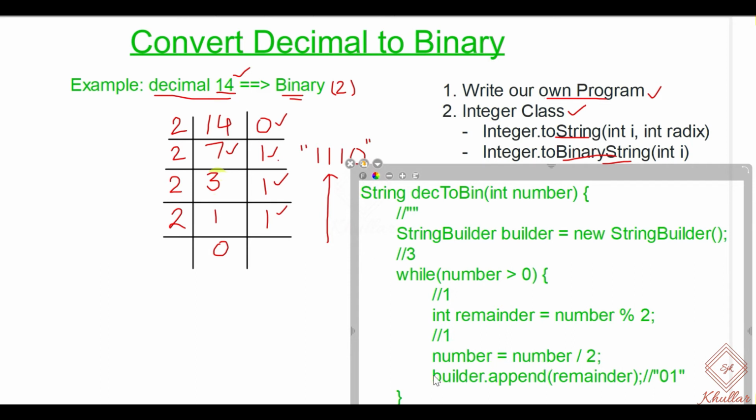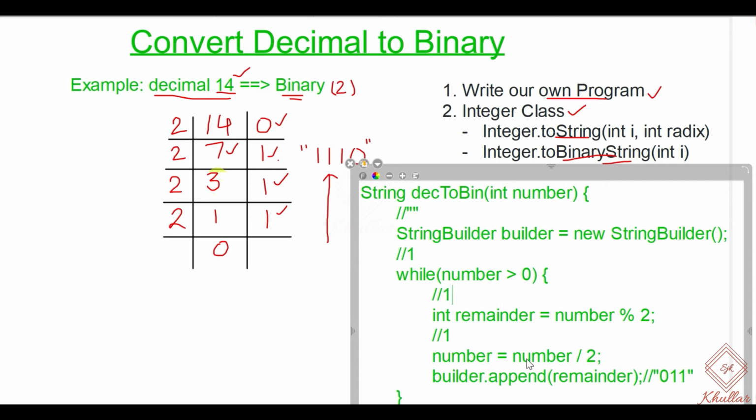So next thing we are doing is builder.append(remainder). The remainder is 1, so let's append the remainder 1 here. Now again we go to the while loop. The number is 1, so again we are checking whether the number is greater than 0. Yes, it is greater than 0. So come here, number modulo 2, the remainder is 1. So again we make the value 1.